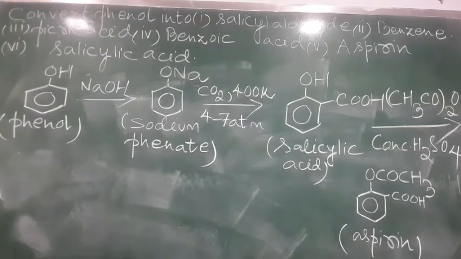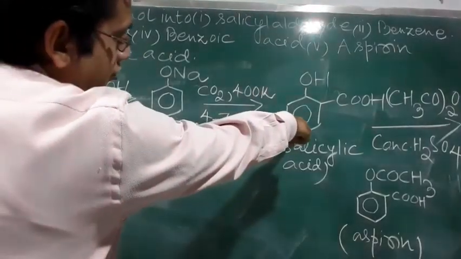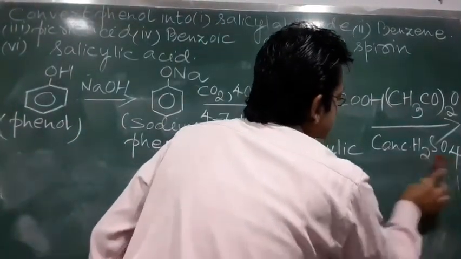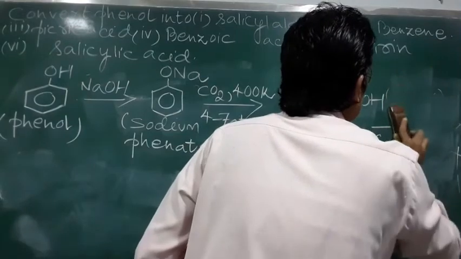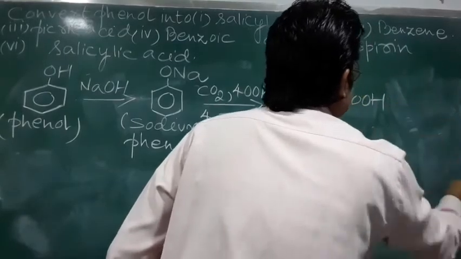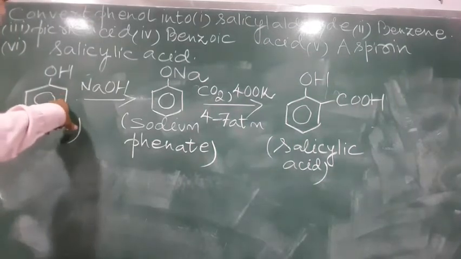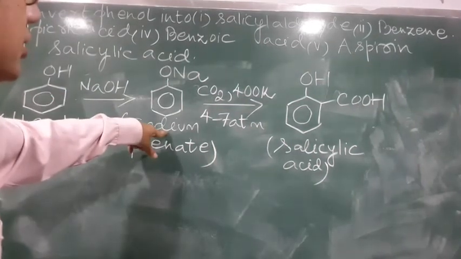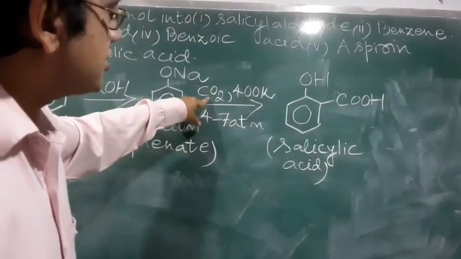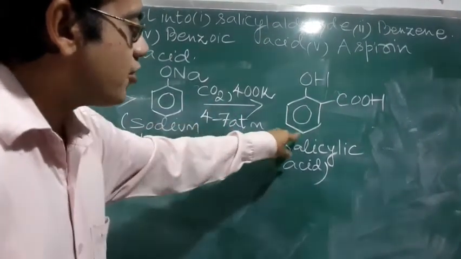Now children, the last conversion, phenol into salicylic acid. I have already shown you the formation of salicylic acid. So for the last step, you don't have to show this step for the last conversion. Phenol treated with NaOH will give you sodium phenate. Sodium phenate, when treated with carbon dioxide at 400 Kelvin at a pressure of about 4 to 7 atm, will form salicylic acid.